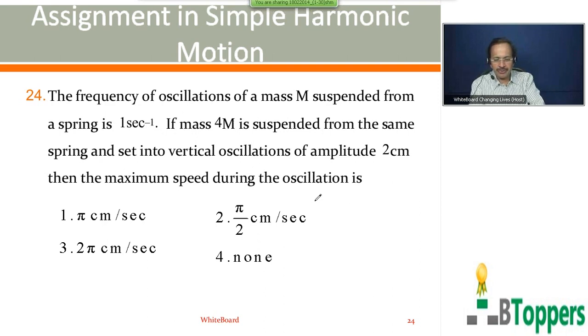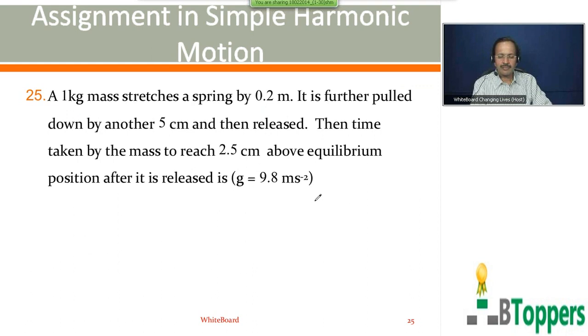So next I am going to show the question number 25. Look at the question number 25 on the screen. I am going to read out this question. A 1 kg mass stretches the spring by 0.2 meter in equilibrium position. Of course, after 0.2 meter, it should have equilibrium position.